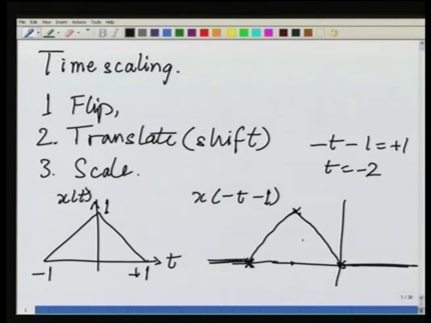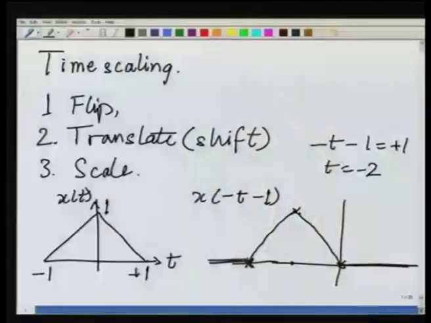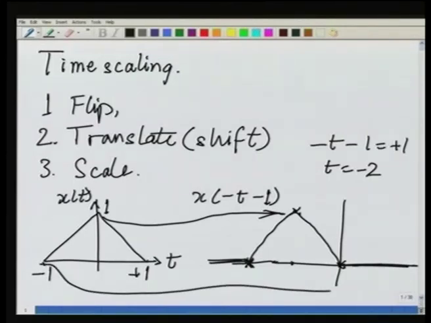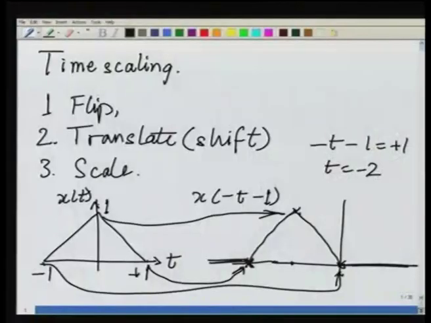This is how the new function, the transformed function, looks in relation to the old function, but it is important to recognize one thing over here, which has been lost due to the symmetry of x t. This point has carried over to this point. This point has carried over to this place, and this point has carried over to this place. So, the function has actually got inverted in time and shifted backwards by 1 second. This is the complete story of this particular transformation.